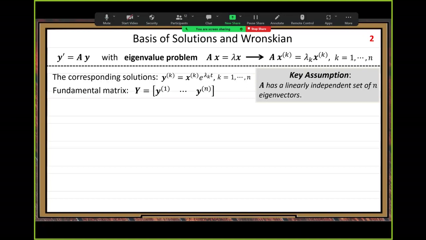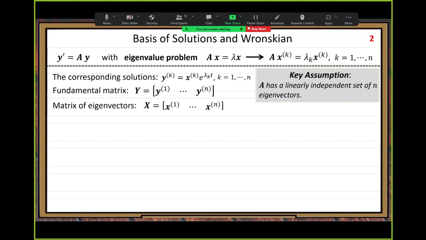Now, let's look at the relationship between the Y matrix and the matrix formed by eigenvectors. Matrix of eigenvectors. Let's use capital X to represent an n by n square matrix. We pack the n eigenvectors inside this matrix. So we have this capital X matrix with all eigenvectors.